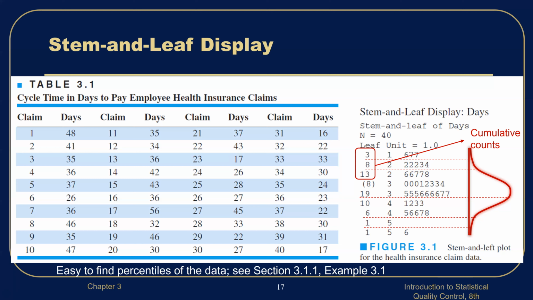We observe that the shape of the stem and leaf display is a bell shape laying down. It means the cycle time to pay employee health insurance claims follows a roughly normal distribution. Most employees' health insurance claims cycle are from 30 to 40 days, which is this range, these two bins.